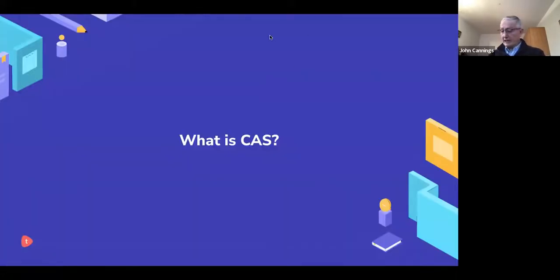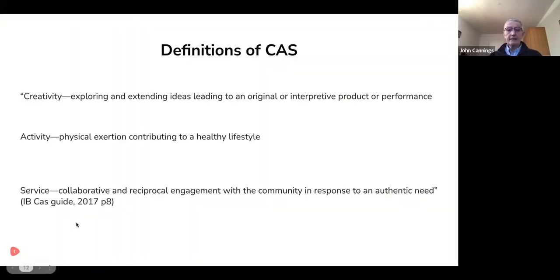So, what is CAS? It stands for Creativity, Activity and Service. And as you can see, the three definitions that are provided in the IB CAS guide are here.